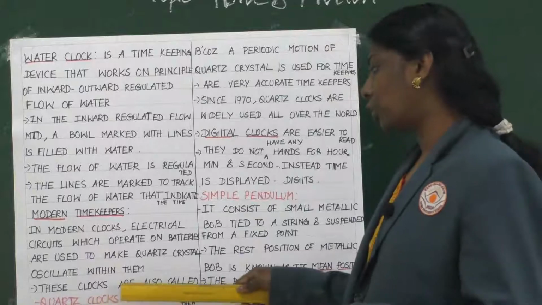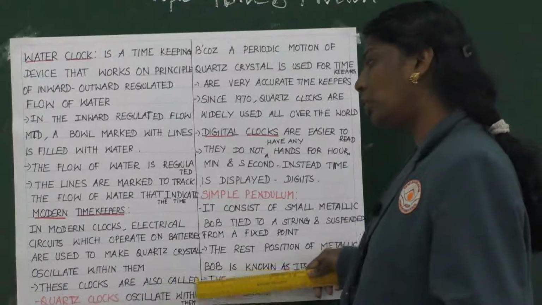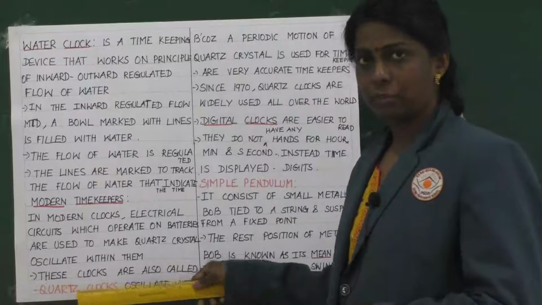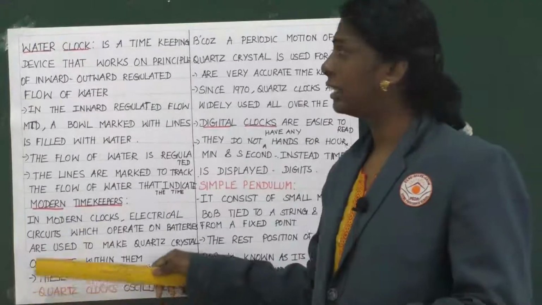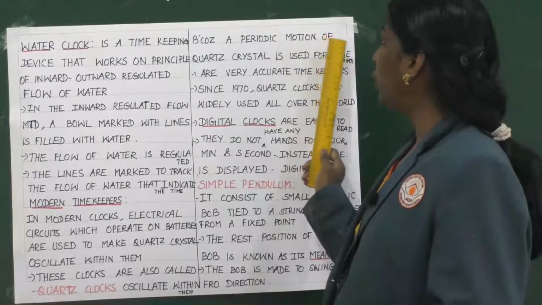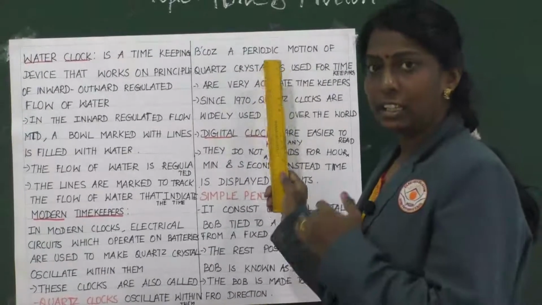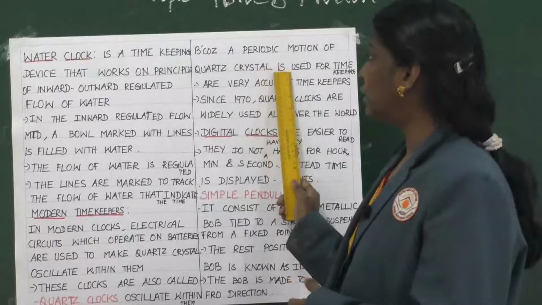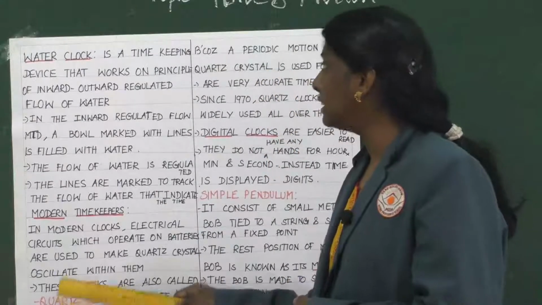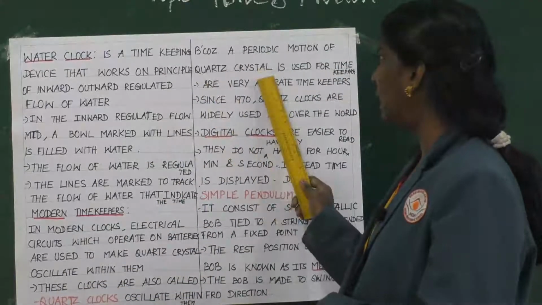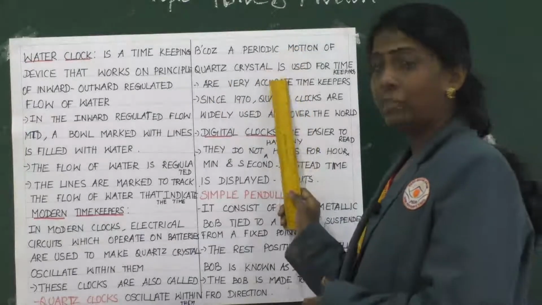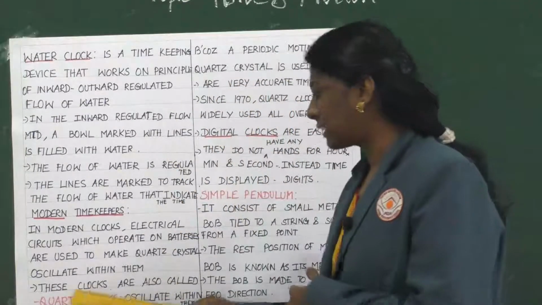So nowadays they are using electrical circuits which operate on batteries, and they are using quartz crystal also. These clocks are also called quartz clocks. Why are they called quartz clocks? Because of the periodic motion of quartz crystal used in the clock. Since they have this quartz crystal, that's why it is called a quartz clock.